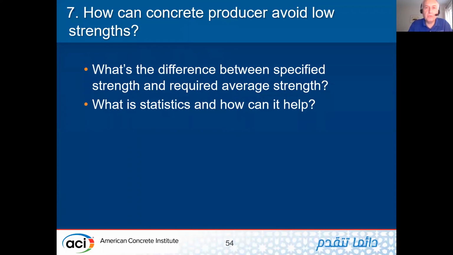Now we get to concrete producer or ready-mix supplier. What can they do to reduce likelihood of the low strength test results? So we'll look at something called required average strength, and we'll also look at some of the statistics.